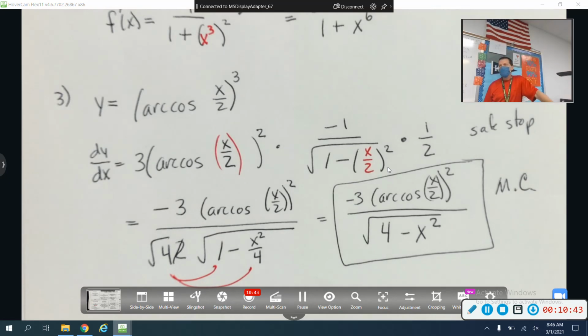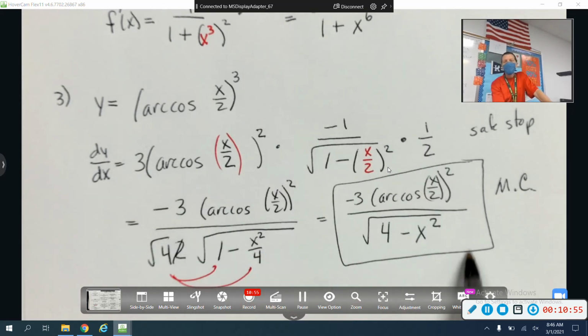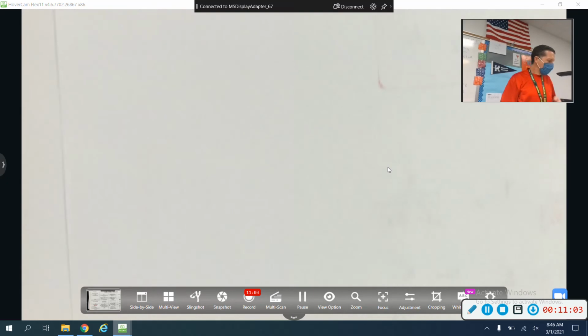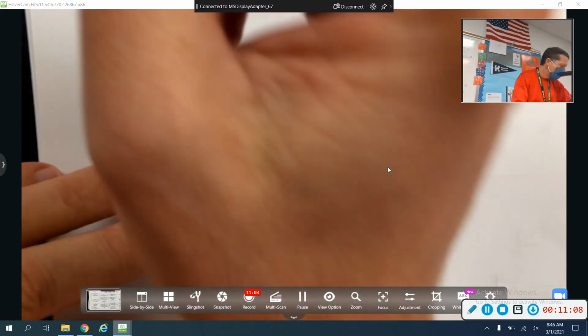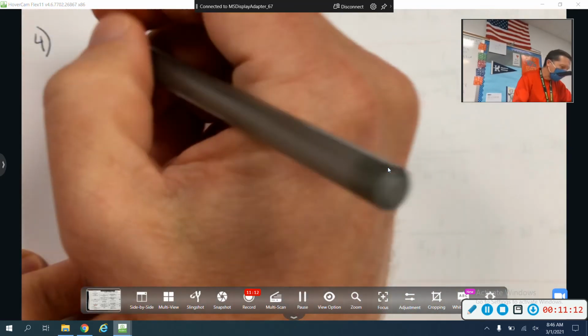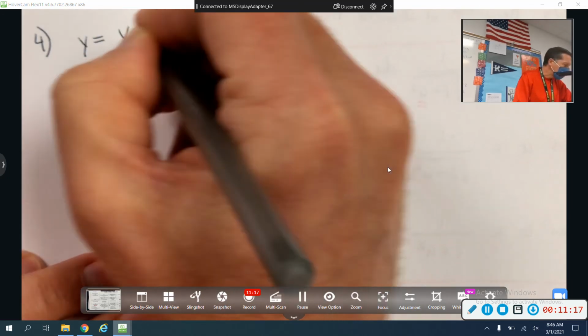So again, if you have the option of safe stop, by all means safe stop, don't mess up the algebra. But on a multiple choice test, you have to be able to see how to get from your initial answer to a condensed, simplified answer. Let's do one more. Again, this one's more about the algebra than the calculus. Well, I say that. There's definitely some calculus going on here.